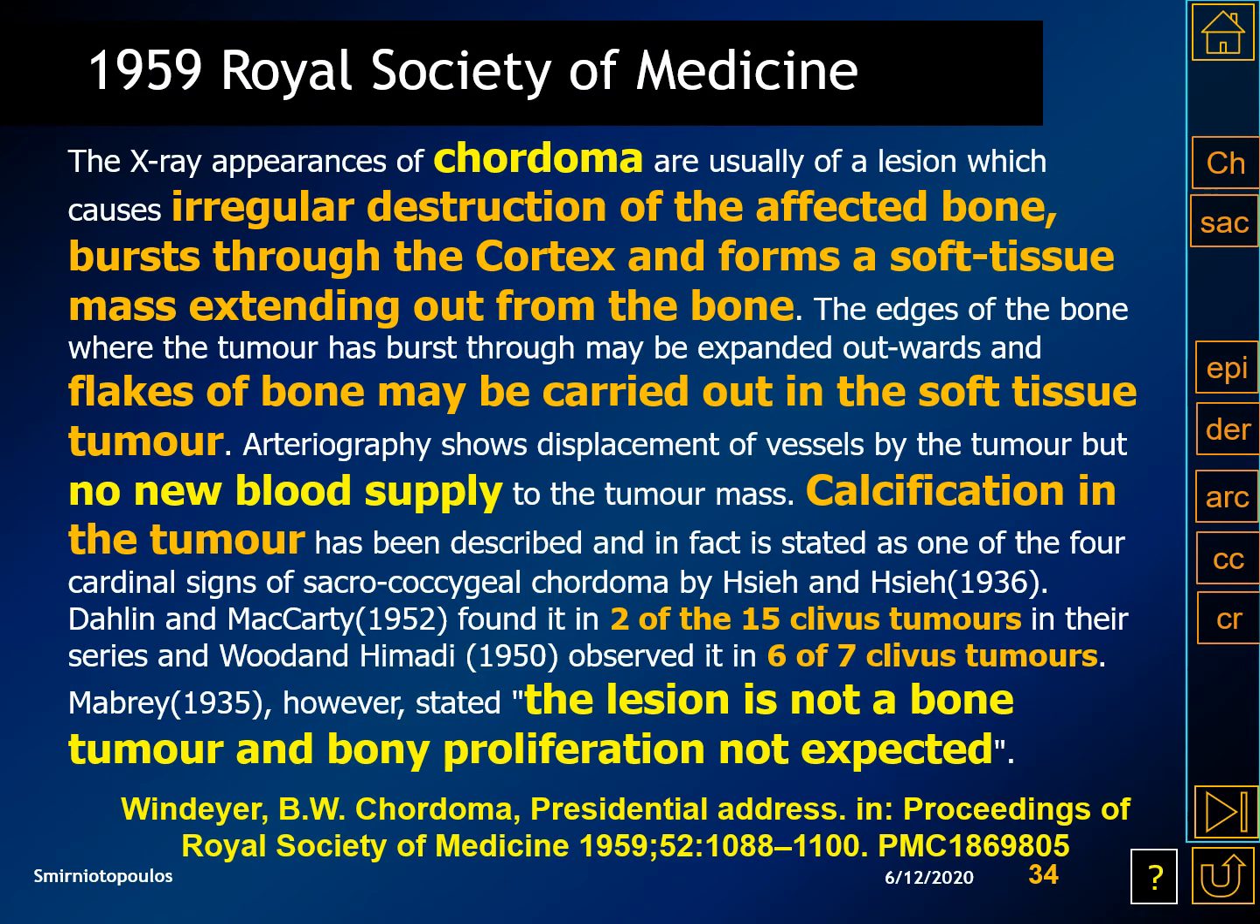This description and appearance of chordomas has been described for 70 or 80 years. In 1959 at the Royal Society of Medicine, the classic presidential address described the chordoma as having irregular destruction of the affected bone, bursting through the cortex. Flakes of bone may be carried out into the soft tissue of the tumor. The tumor does not generate a new blood supply, and calcification is very commonly seen within the tumor. It is not a bone tumor, and bone reaction and proliferation is not expected.